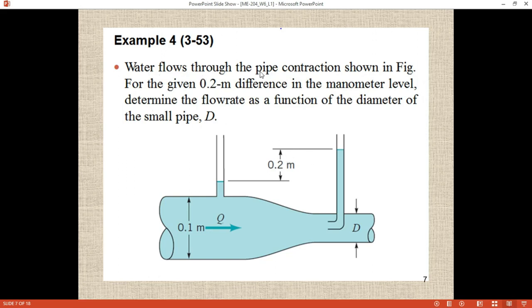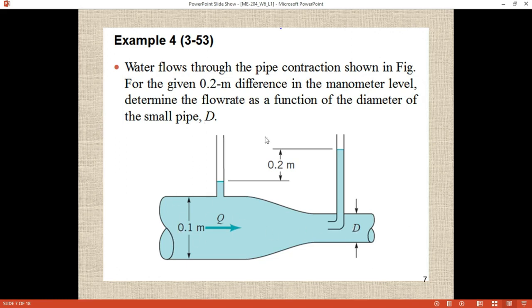So let's see what is the objective of this problem. Water flows through the pipe connection shown in the figure, for the given 0.2 meter difference in the manometer level. So the difference of the manometer level is given. Determine the flow rate as a function of the diameter of the small pipe D. The flowing fluid is water.